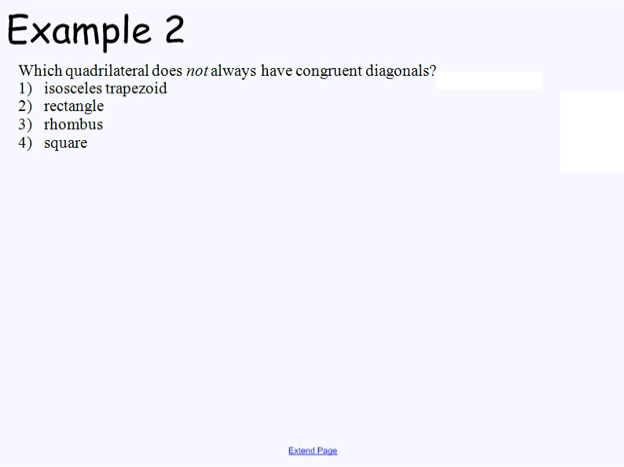Example 2. Which quadrilateral does not always have congruent diagonals? An isosceles trapezoid always has congruent diagonals. If you go back to our isosceles trapezoid video, that's one of the properties of an isosceles trapezoid. A rectangle will always have congruent diagonals. Look at your properties chart. A rhombus will not always have congruent diagonals. So the answer is 3. A square will always have congruent diagonals.